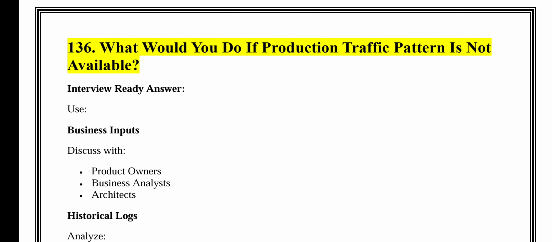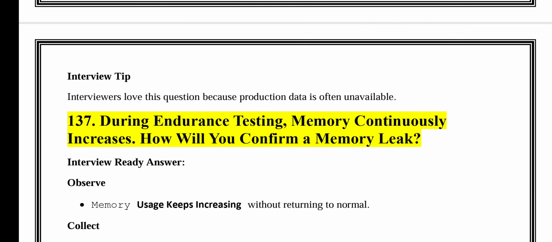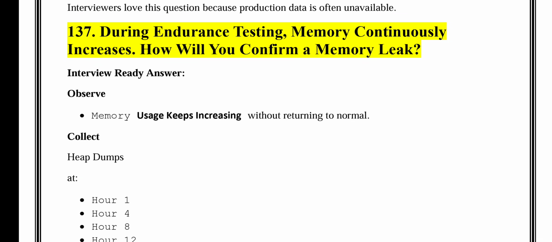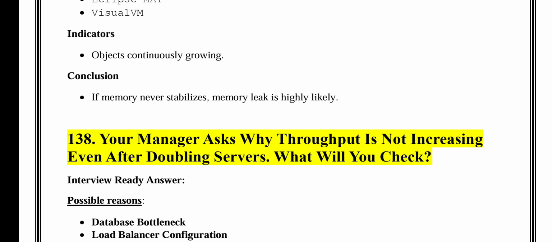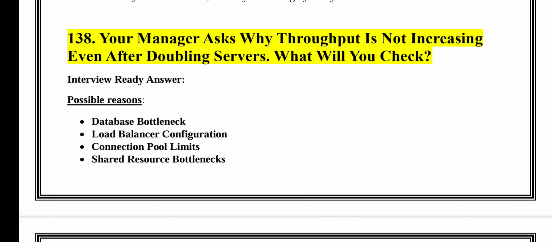What would you do if production traffic pattern is not available? During endurance testing, memory continuously increases. How will you confirm a memory leak? Your manager asked why throughput is not increasing even after doubling the servers. What will you check?